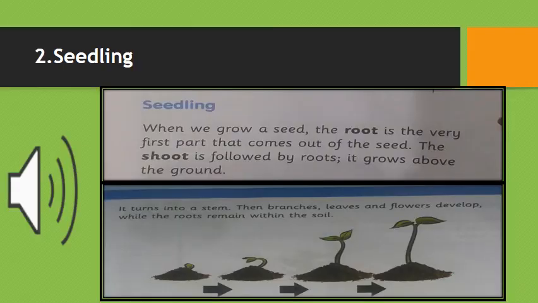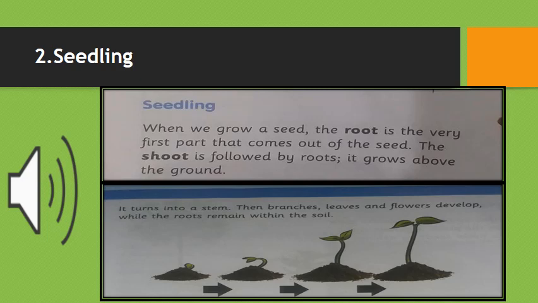Seedling. Reading. When we grow a seed, the root is the very first part that comes out of the seed. The shoot is followed by roots. It grows above the ground. It turns into a stem, then branches, leaves and flowers develop, while the roots remain within the soil. Explanation. So, the seedling is the second step in the life cycle of a plant.